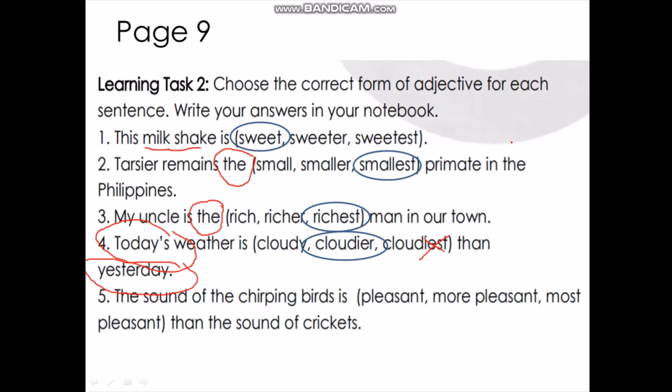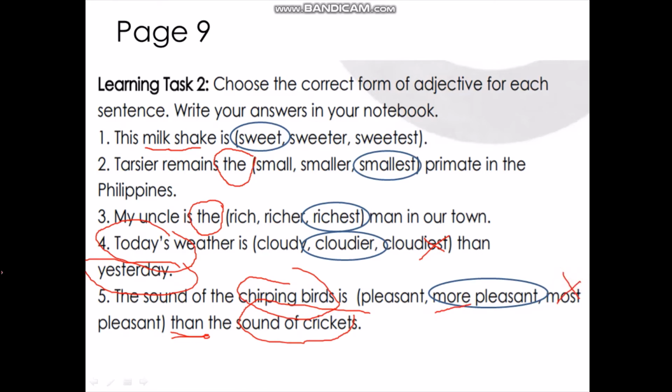So for number 5, the sound of the chirping birds is pleasant, more pleasant, most pleasant than the sound of crickets. So the correct answer is more pleasant. Why? We are comparing again two things, chirping birds and sound of crickets. Okay? And we have here the word than. So we're comparing two things. So we need to answer here more instead of most.